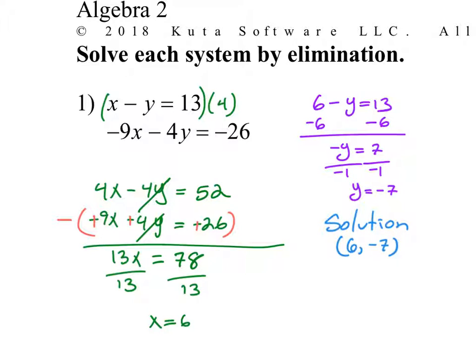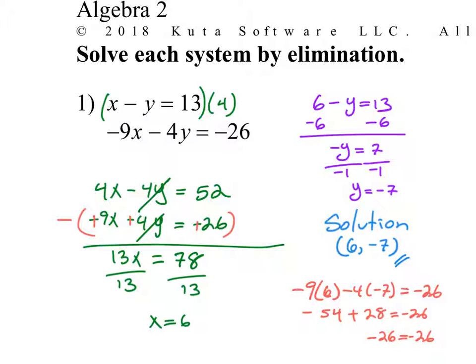And I'm going to plug it into this equation right here to check my work. So negative 9 times 6 minus 4 times negative 7 has to equal negative 26. So negative 54 plus 28 equals negative 26, and negative 26 equals negative 26. So that means that this is my solution.